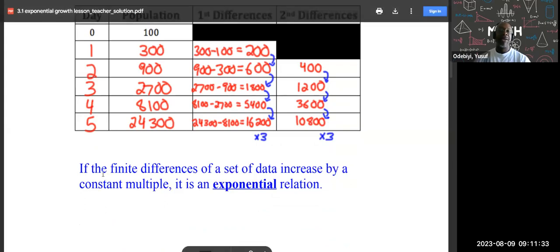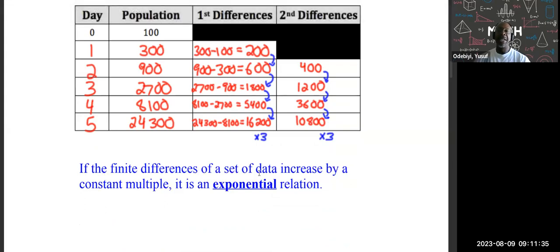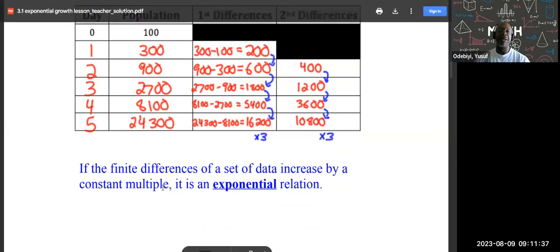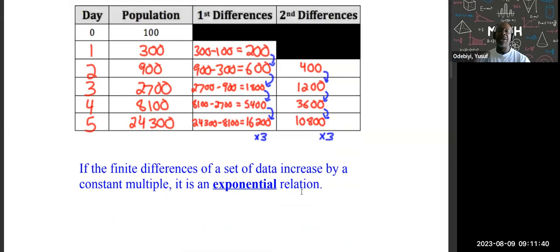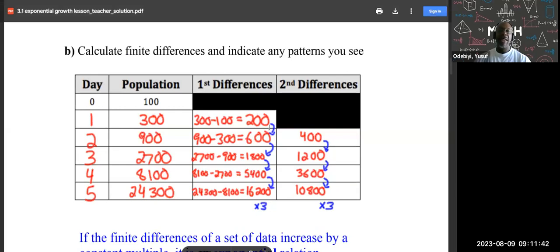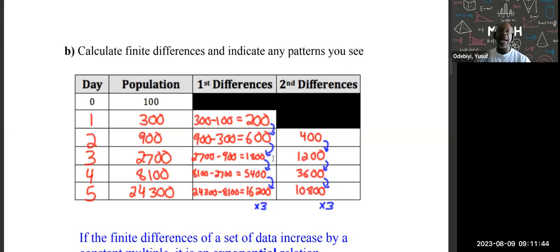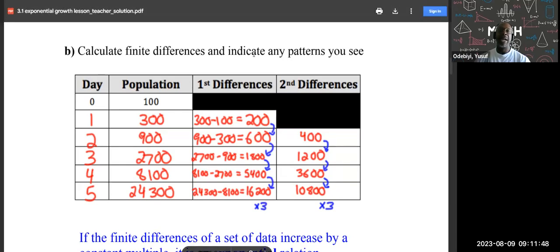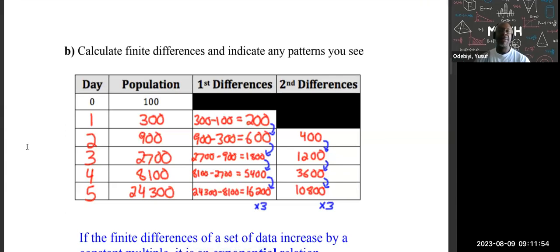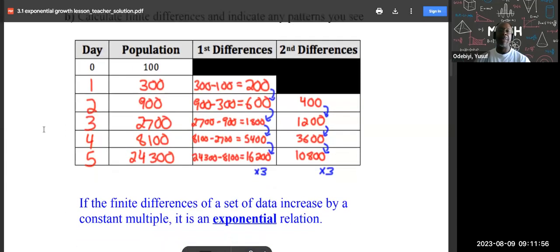So when we talk about finite differences of a set of data increased by a constant multiple, it is an exponential function. So the difference is increased by a constant multiple, and you can see the multiple is 3. Okay, and then basically we call that an exponential relation or function.